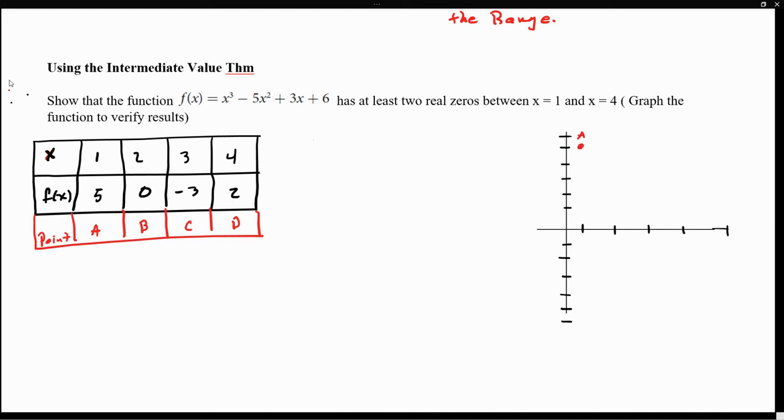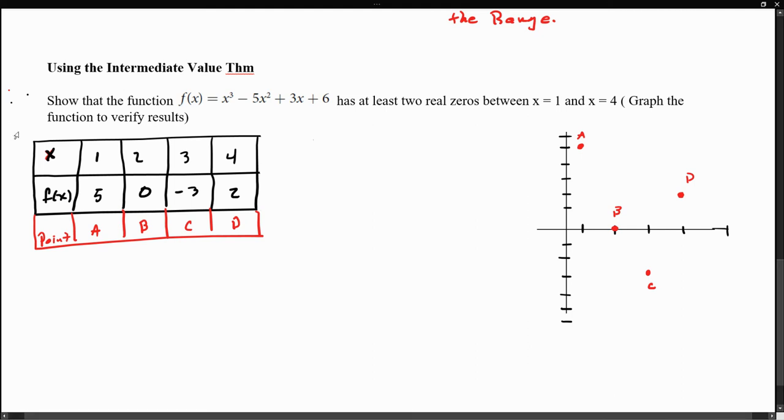Now for B, we got 2, 0. So 2, 0. For C, we got 3, negative 3. And for D, we got 4, 2.